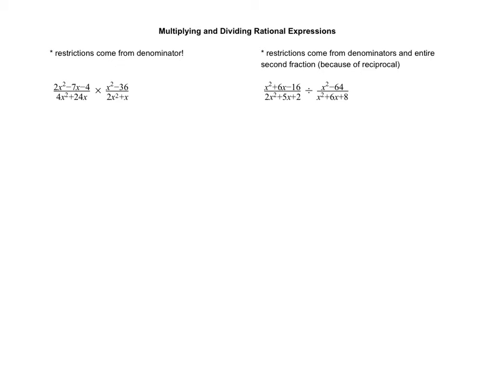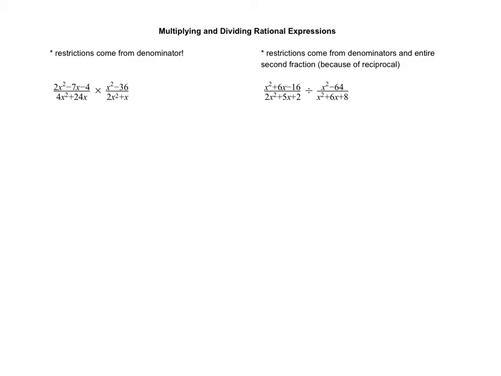So if you have rational expressions and you're multiplying, you're going to start off by factoring, just like with simplifying, and then we put our numerators together and our denominators together, and then start canceling out any common factors. And then, just like with simplifying, we have to remember restrictions. The restrictions come from the denominator because we know we cannot divide by 0. So let's start with our first one.